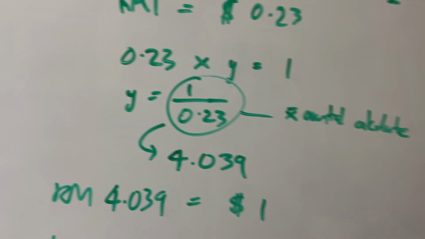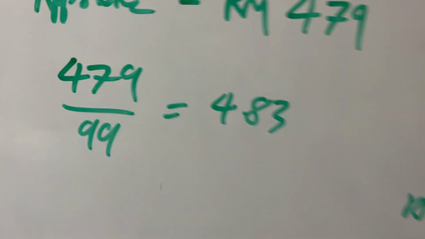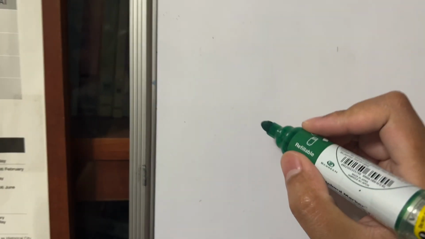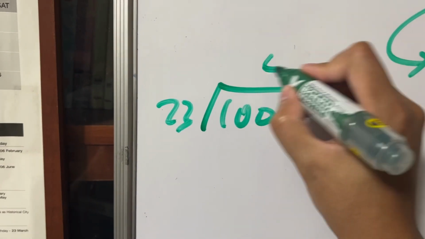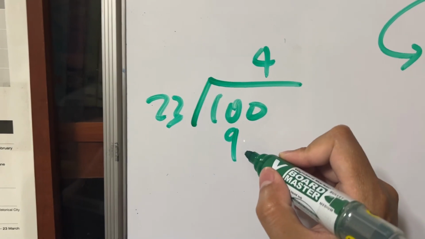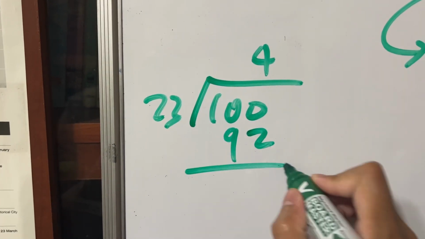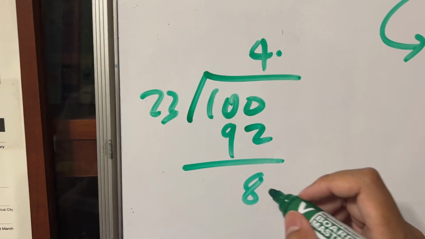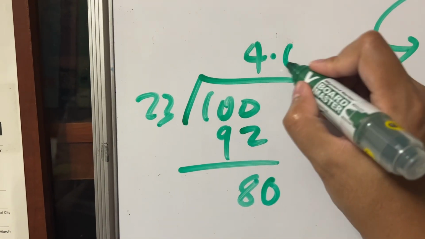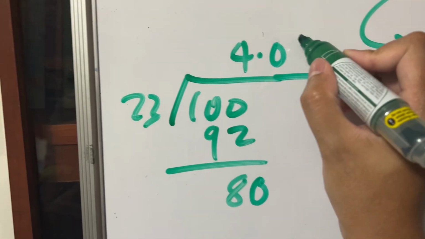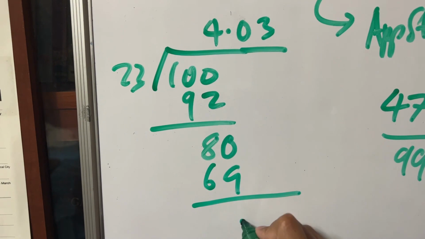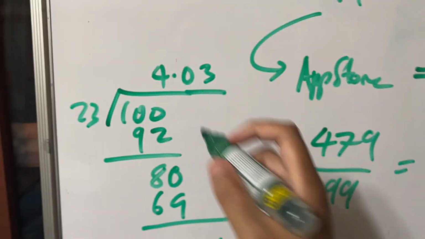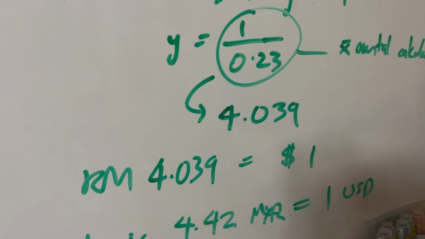That 1 divided by 0.23 is, at least for me, something I cannot mentally calculate. So you can use a calculator, or if you don't have that, you can do it like this. 123, this is 4, this is 92, then we got 8 here. So we can divide by 8, so we put another 0 here, and then 3 is 69, and so on. So we got 4.03. It's actually 4.039. So that's how we get the value of 4.039.